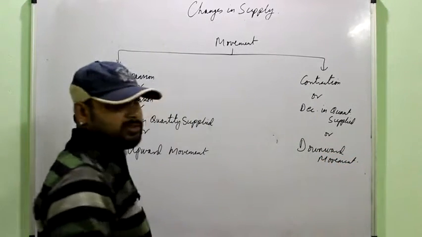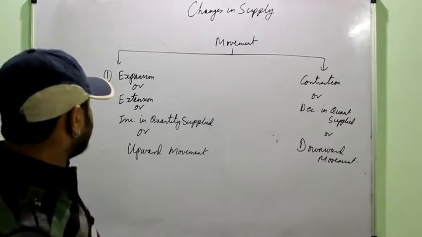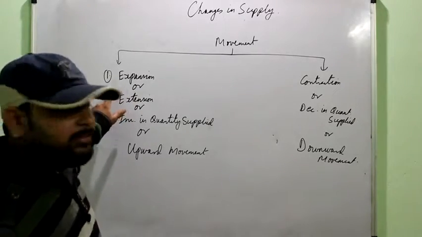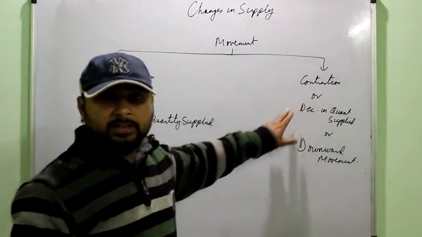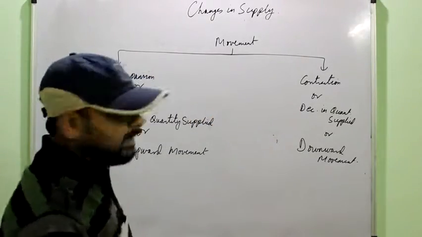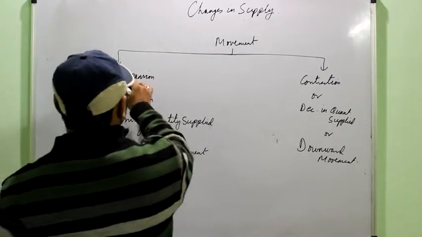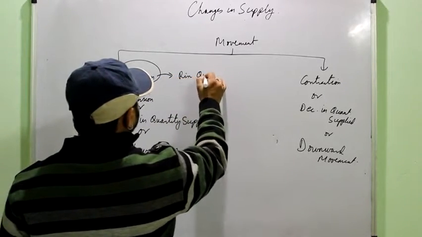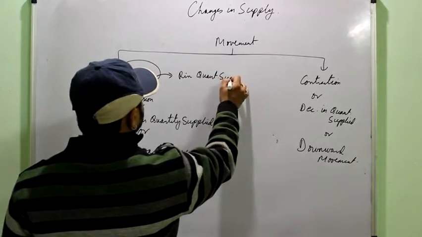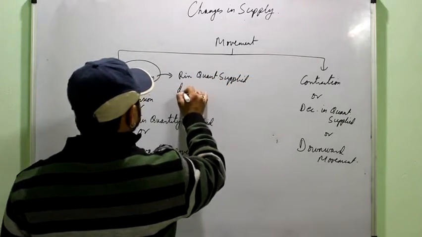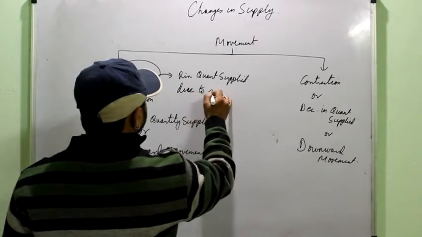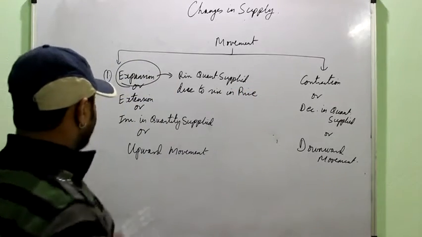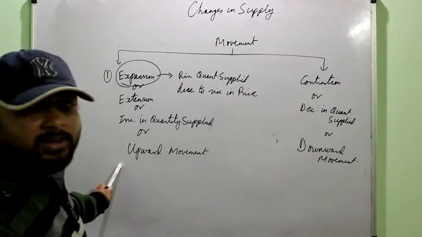See, we have already discussed this concept when we were discussing demand, expansion, contraction. It is a similar thing, but here expansion takes place when there is a rise in price, and contraction takes place when there is a fall in price, because there is a direct relation between supply and price. So if you want to define expansion, you will define it as a rise in the quantity supplied due to rise in price. Definition remains the same for extension or increase in quantity supplied or upward movement.